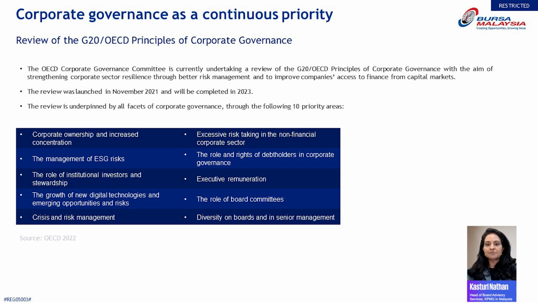In fact, corporate governance is proving to be the bedrock of transformation initiatives at a global scale. For instance, the OECD Corporate Governance Committee is undertaking a review of the G20/OECD Principles of Corporate Governance with the aim of strengthening corporate sector resilience through better risk management and to improve companies' access to finance from capital markets. The review was launched in November 2021 and will be completed in 2023. The review is underpinned by all facets of corporate governance, and the priority areas for the review are listed in the table. The parallels between these priority areas and the key issues addressed in the CG guide are evident.